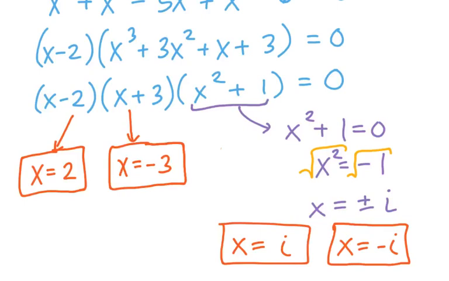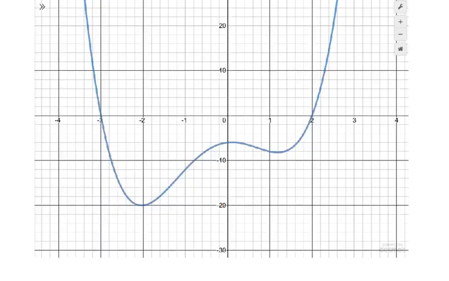Okay, so I have the graph ready to go. I just used Desmos. And you can see here that one of the zeros, right, one of the places we cross the x-axis is at x equals -3. That was one of the rational zeros we found. We also see another zero at x equals 2.